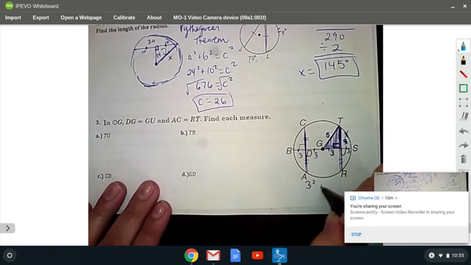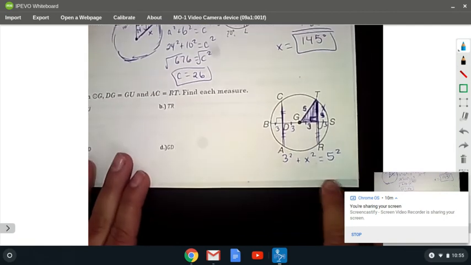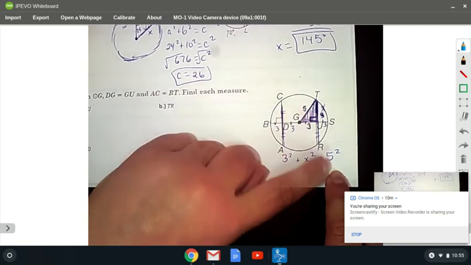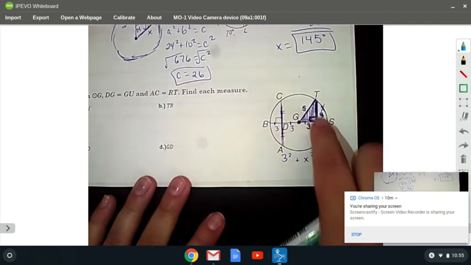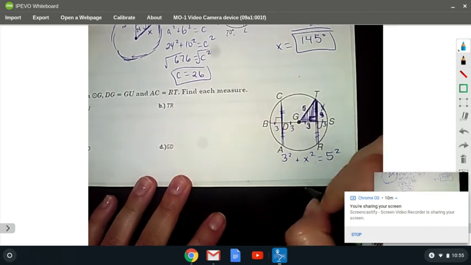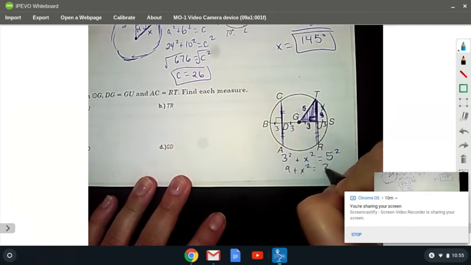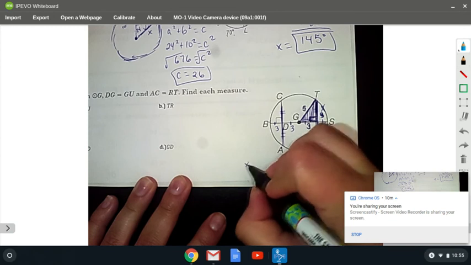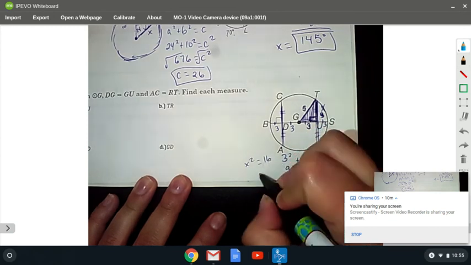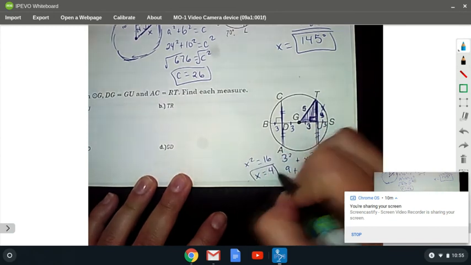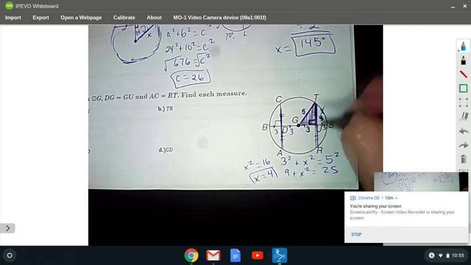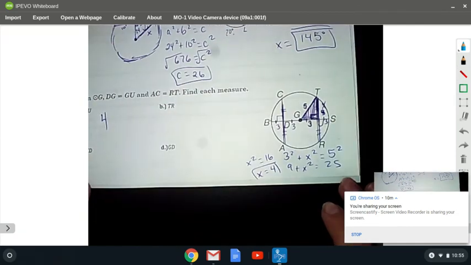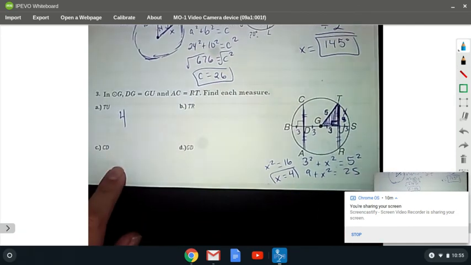So I have 3 squared plus x squared equals 5 squared. The 5 squared has to be in where the hypotenuse would be. It has to be after the equal sign because it's across from the right angle. So now I have 9 plus x squared equals 25. I subtract 9, I get x squared equals 16. If we take the square root, we get that x is 4. So TU is 4. Now they also wanted CD.